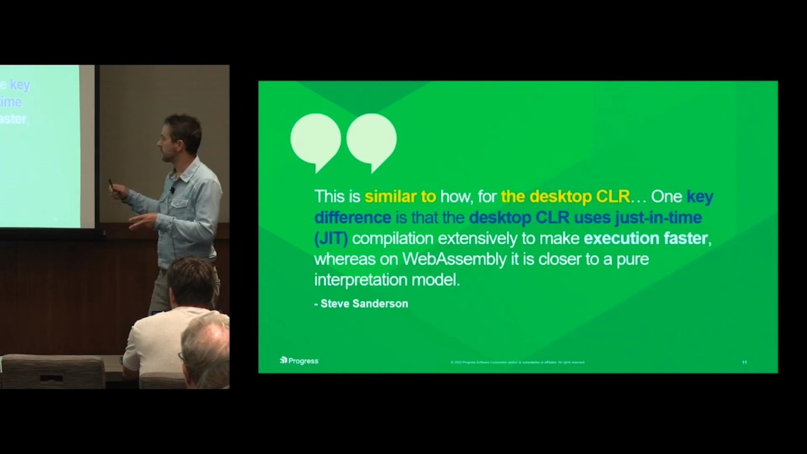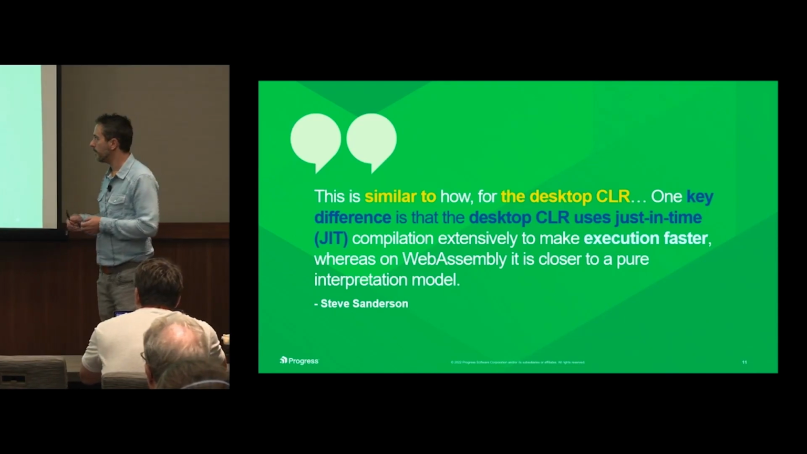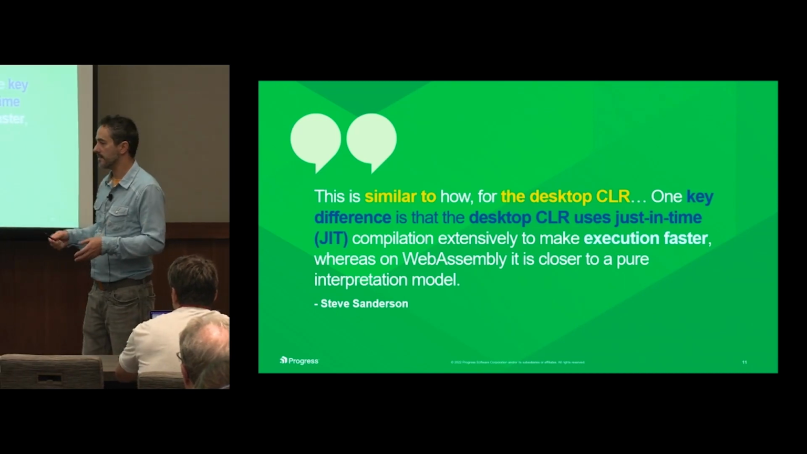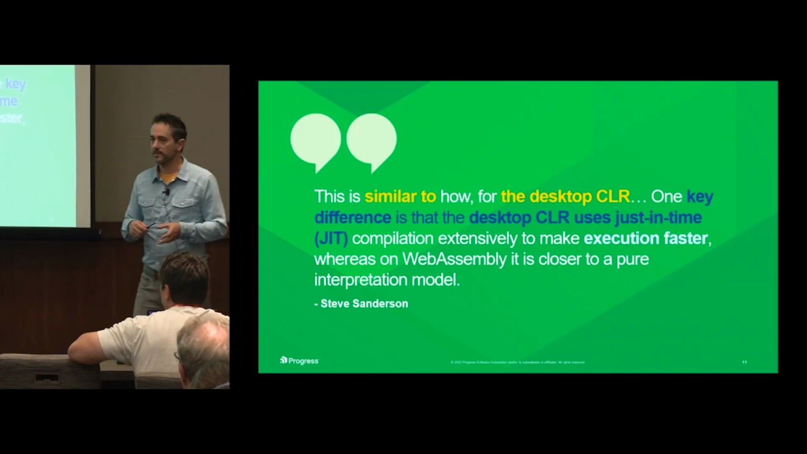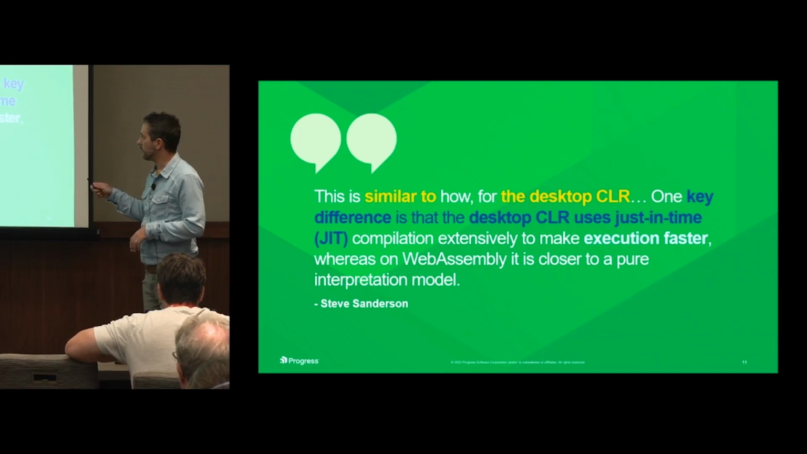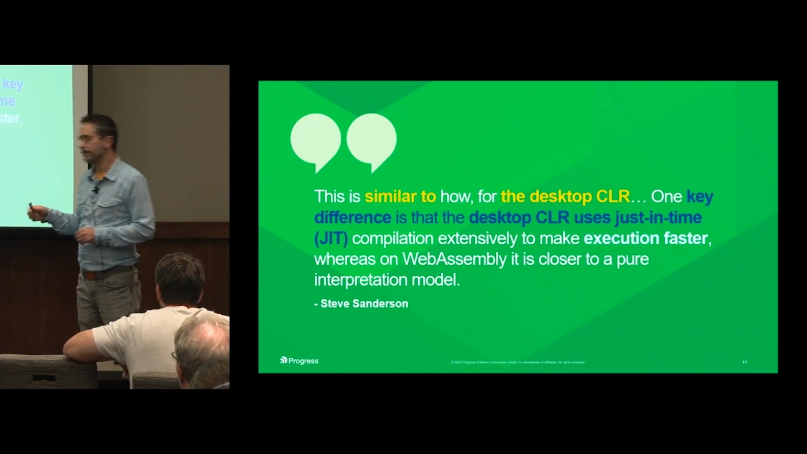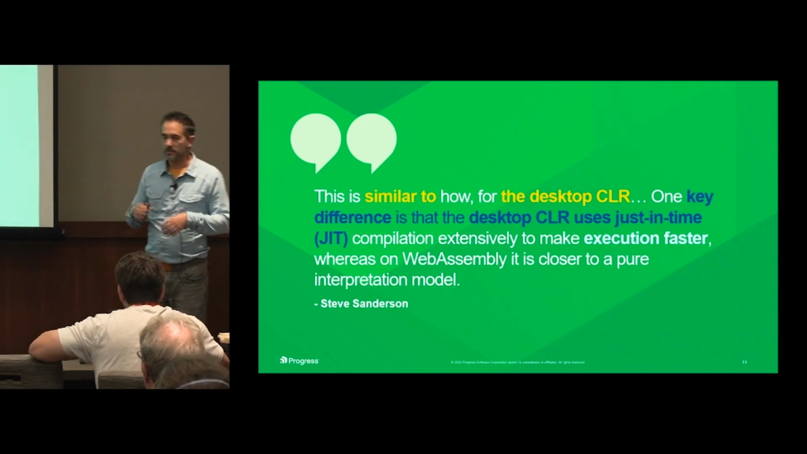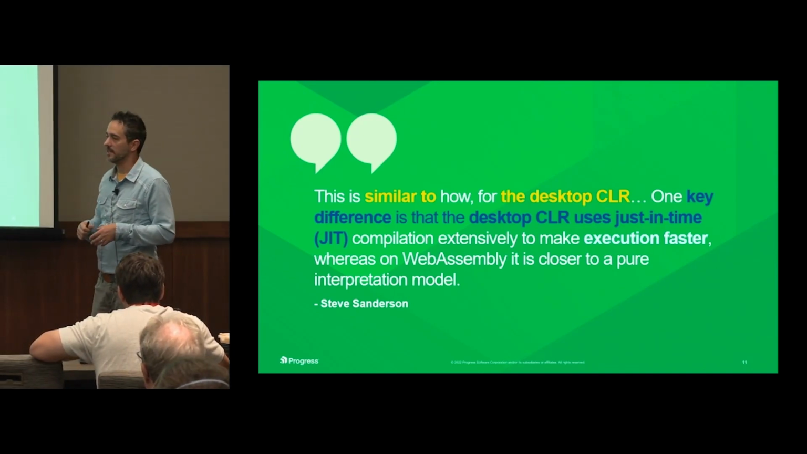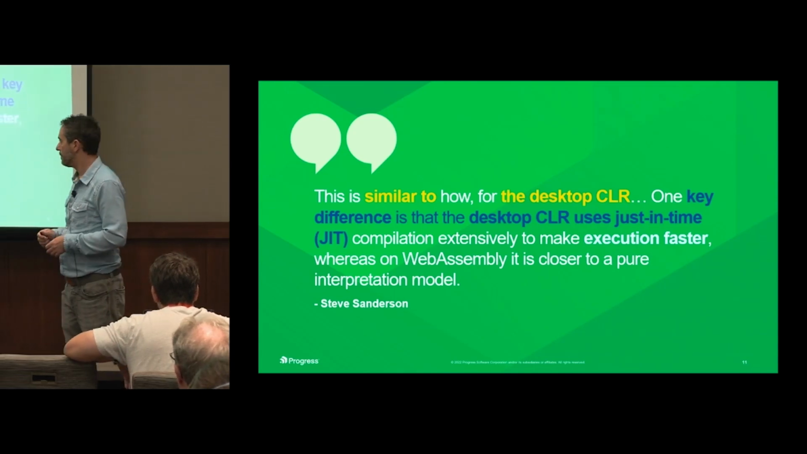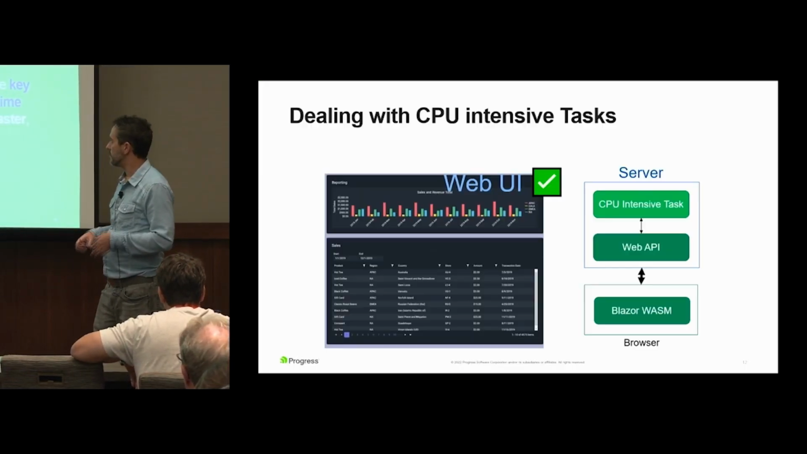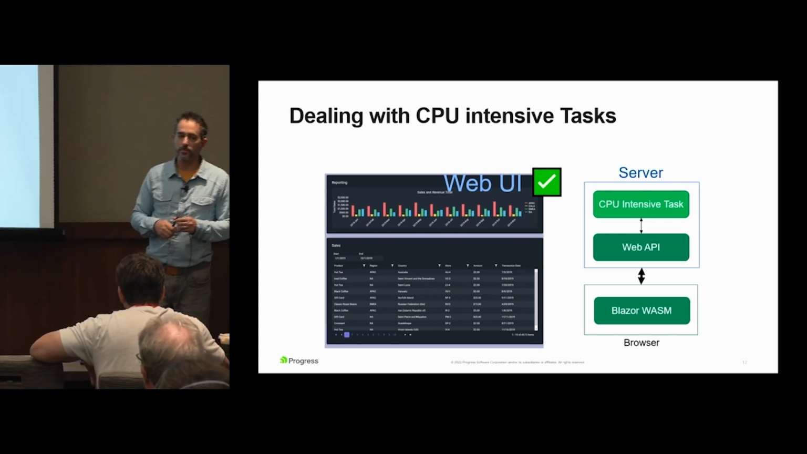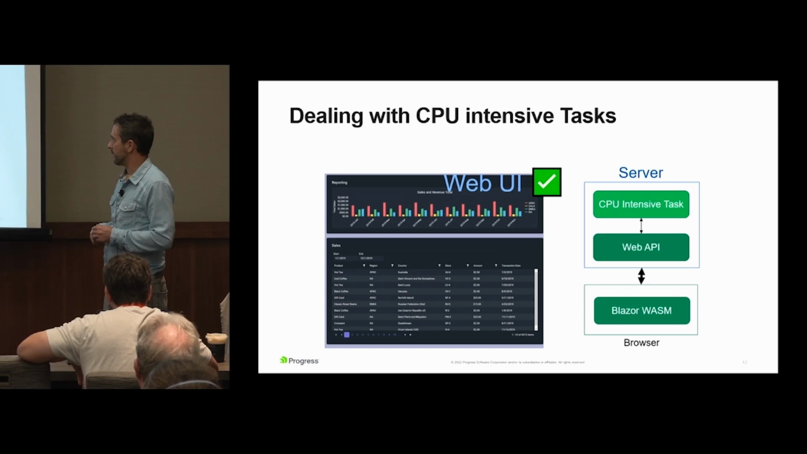It does similar execution on the desktop, but there's one key difference between the desktop .NET runtime and the WebAssembly .NET runtime. And that's that the desktop uses just-in-time compilation. Now, the browser uses more of an interpreted mode. It's a limitation of WebAssembly and just how that works on the web. So there are some speed considerations that you might need to think about when you build a Blazor application.